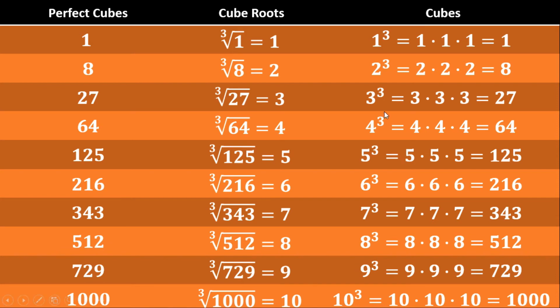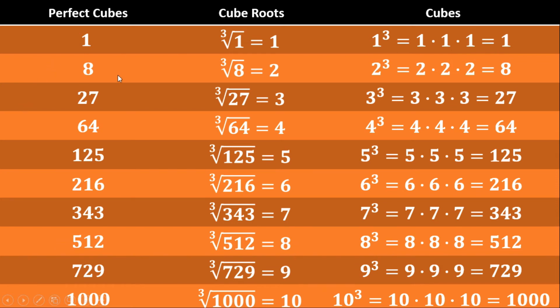Okay, before we proceed with our examples, i-recall natin yung perfect cubes, cube roots, and cubes. So we have here the list of perfect cubes from 1 to 1,000. Bakit sila tinawag ng mga perfect cubes? It's because kapag kinuha natin yung cube root nila, we will have an exact whole number. Example, 1 is a perfect cube. When we get the cube root of 1, that is equal to 1 because 1 cube, which is 1 times 1 times 1, is equal to 1.